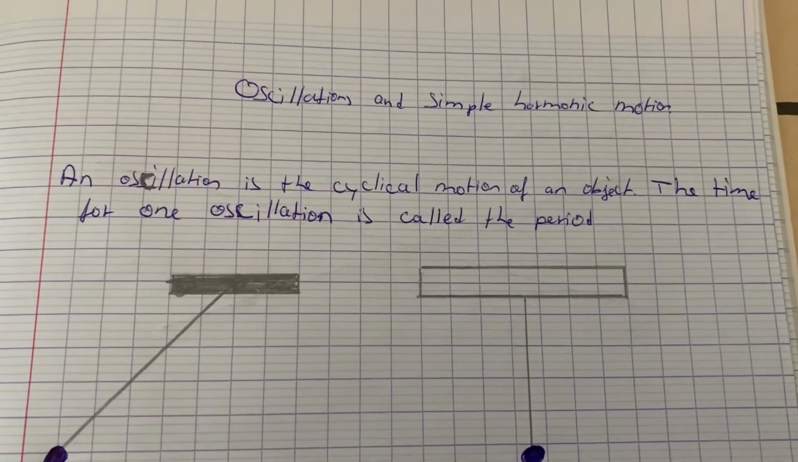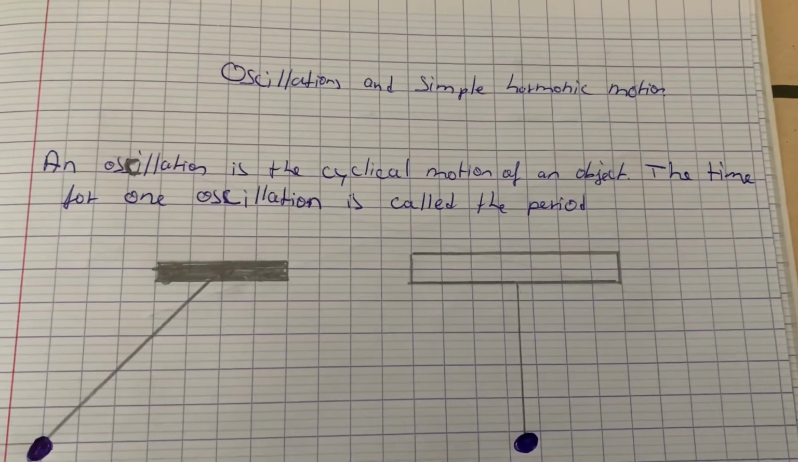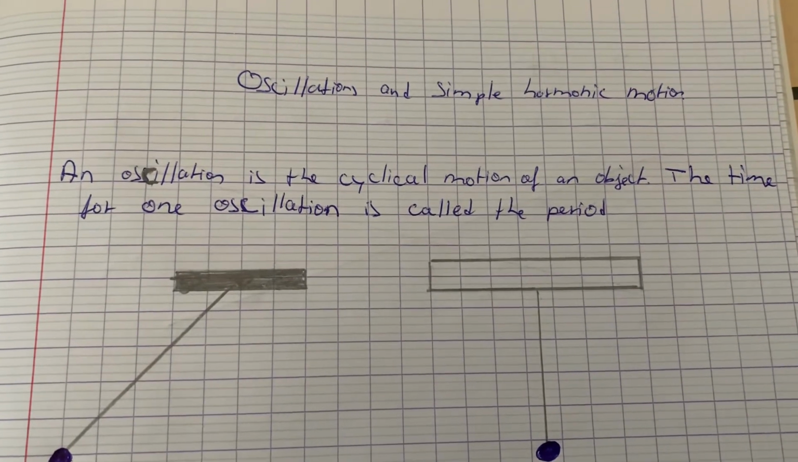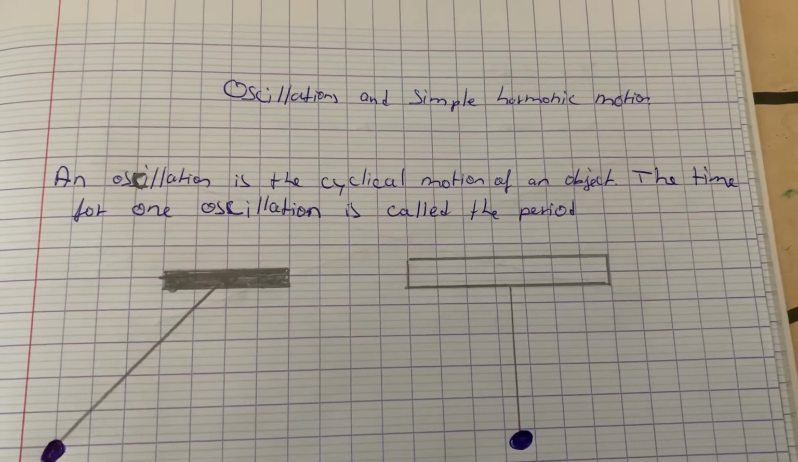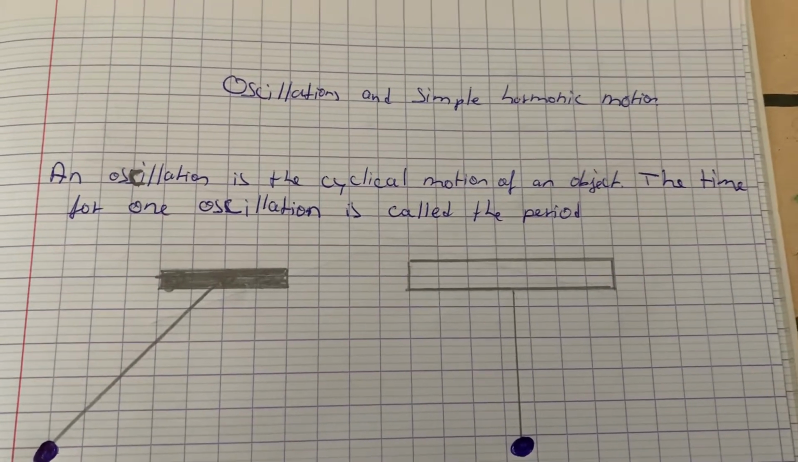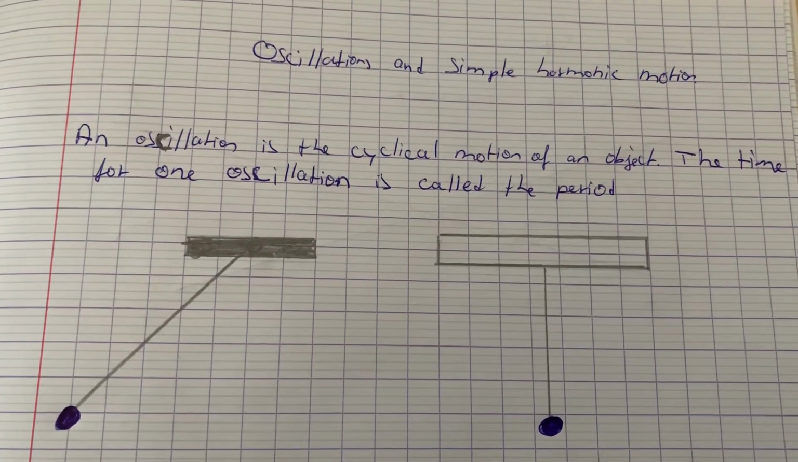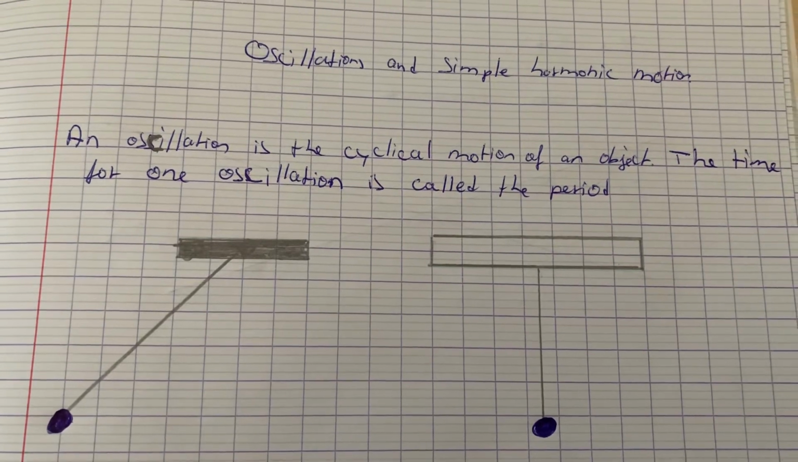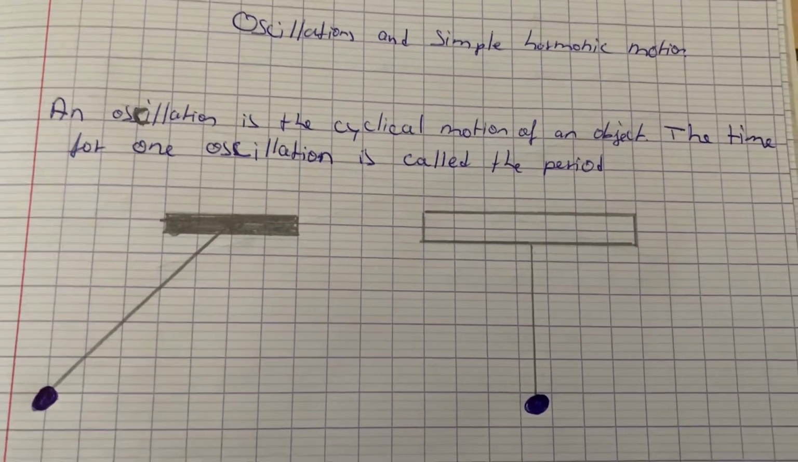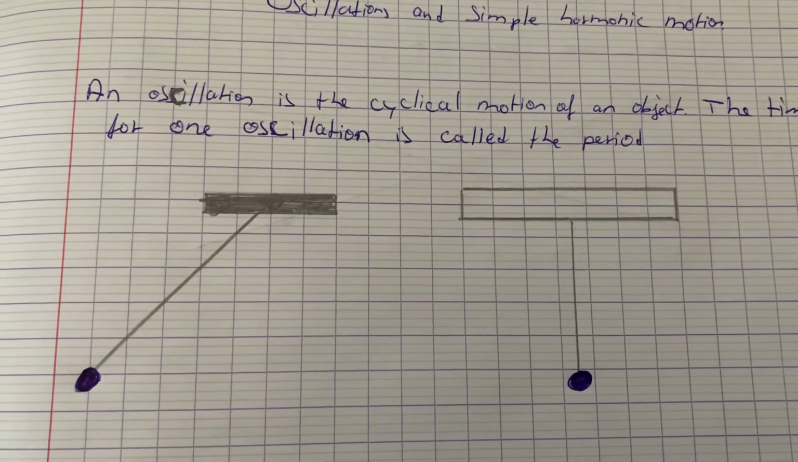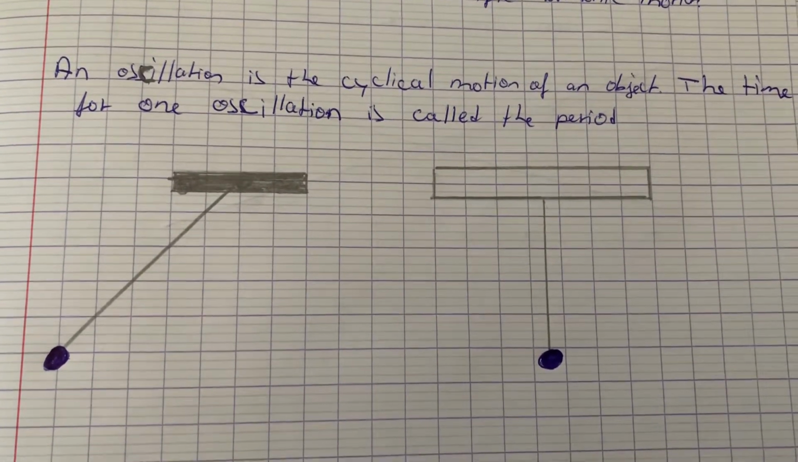Hello, today I wanted to talk about oscillation and simple harmonic motion. So first we are going to start by defining oscillation. An oscillation is considered to be the cyclical motion of an object around its equilibrium. The time it takes to complete one full cycle, which is called one full oscillation, is called the period. And the number of periods per second is called the frequency.